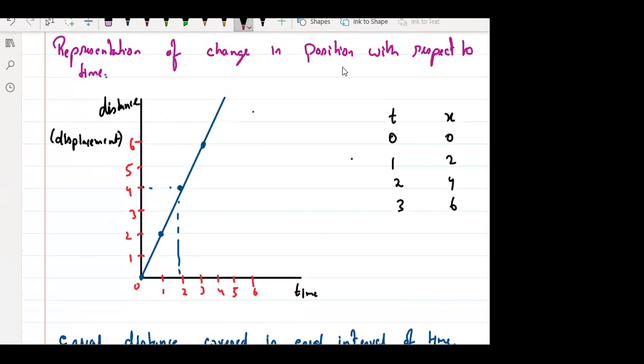Now, in this graph only, what does this red line represent? Even though time is changing, the position is not changing. Yes or no? So I can say, sir, the red line represents the object is at rest. Clear here? Red line represents the object is at rest. Very good, everyone. Is everyone getting this?